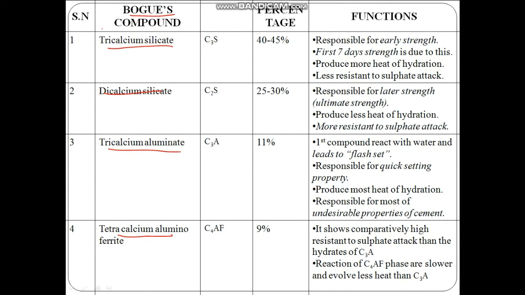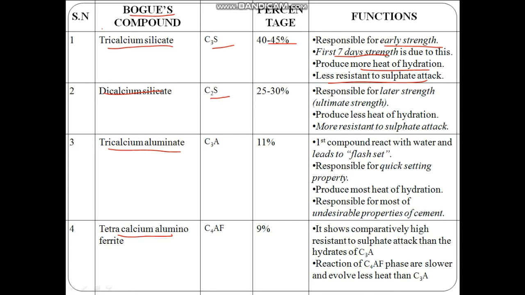So it should be in the range of 40 to 45%, and it is responsible for early strength. The first 7-day strength is given by this C3S, and it produces more heat of hydration and causes less resistance to sulfate attack. The second one is dicalcium silicate.